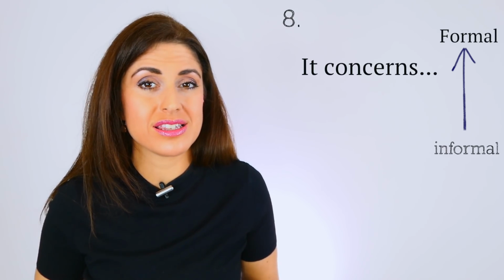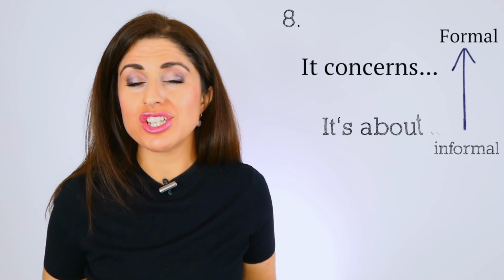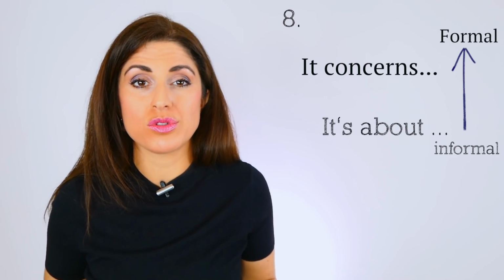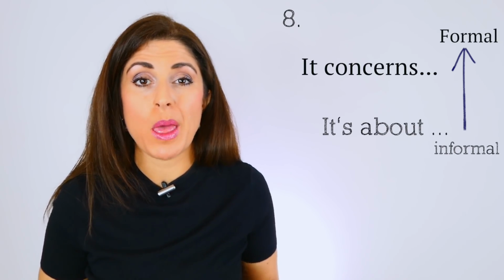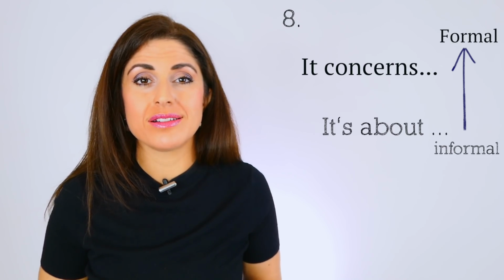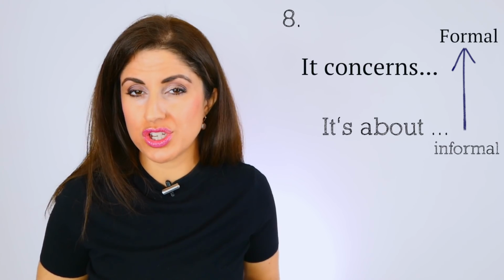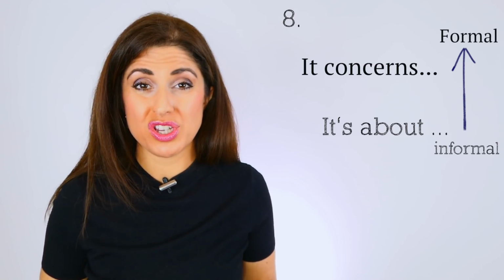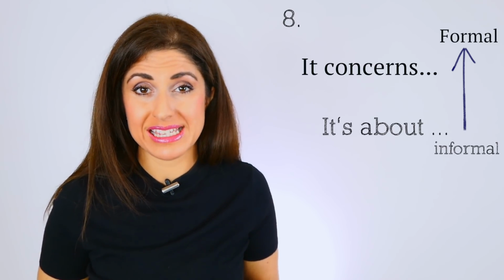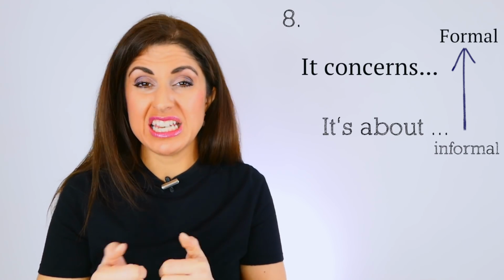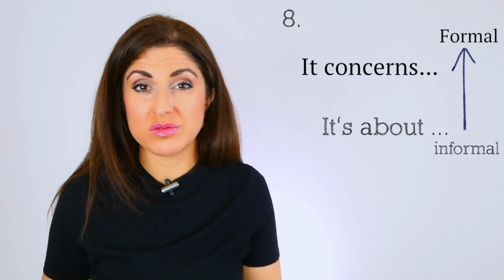This concerns. In a text message, you would probably write, it's about. I need to talk to you about. Whereas, formal English, I need to talk to you concerning. I need to talk to you concerning the proposal you put on my desk yesterday. Texting, I need to talk to you, it's about the proposal.